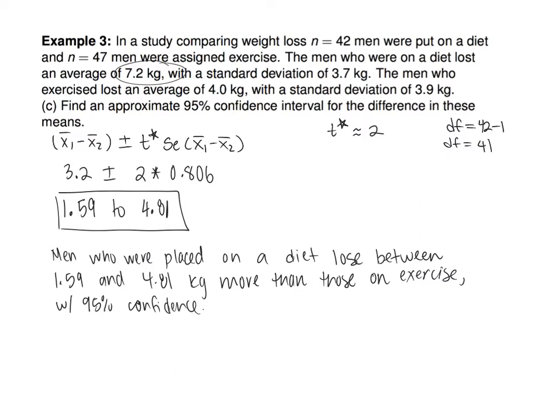So it appears that in this case, diet outperforms exercise. And one way that you can say that diet is definitely doing better is that this interval is entirely positive, meaning above 0, meaning that this x1 has to be bigger than that x2.